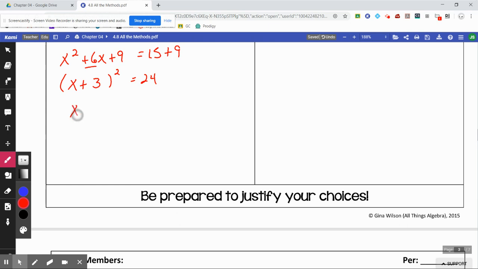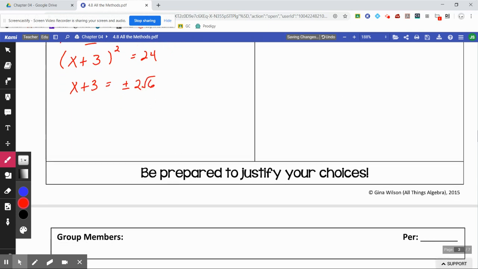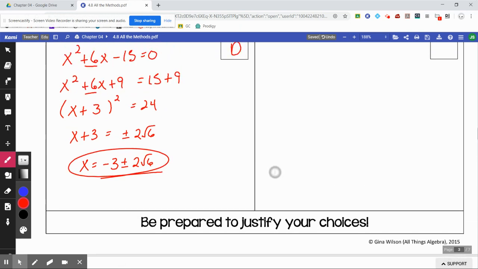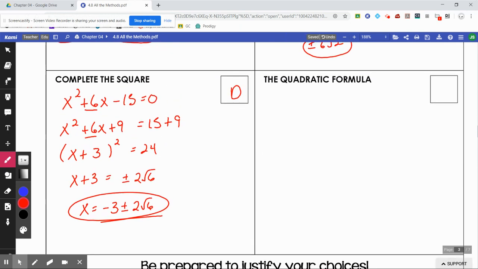Next step, to get rid of a square, we do plus and minus the square root of the other side. And that can be cleaned up. Square root of 4 times the square root of 6, which is 2 root 6. And the final step, you simply move the 3 over, and it becomes a negative 3. So negative 3 plus and minus 2 root 6. So that was very easy to use completing the square on.